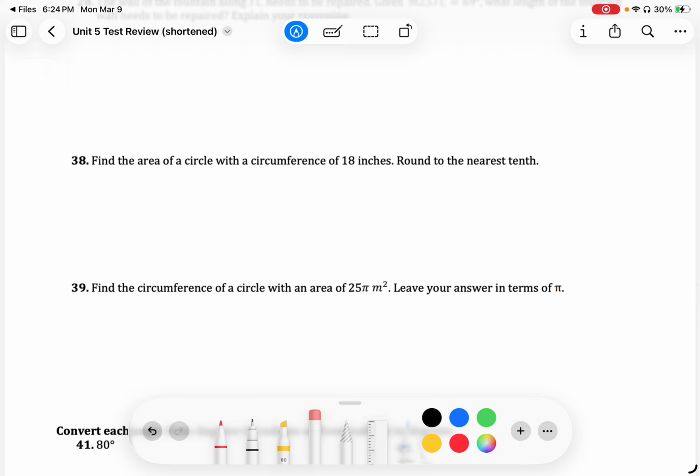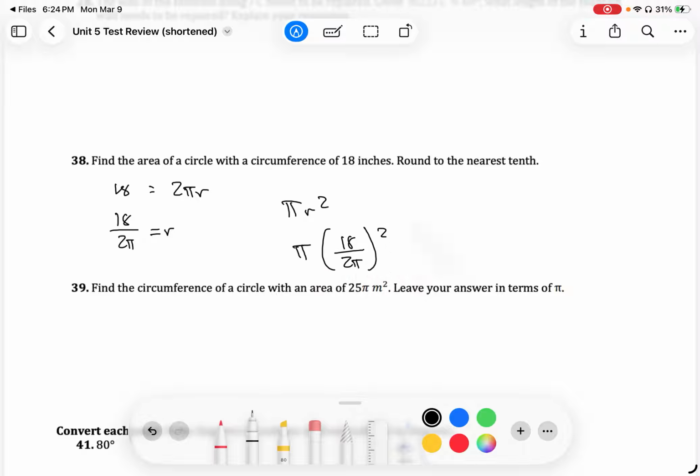Okay, if the circumference is 18 inches, then I can set that equal to 2 pi r. So that means 18 divided by 2 pi is my radius. If I want to find the area, that's pi r squared. So that would be pi times 18 over 2 pi all squared.